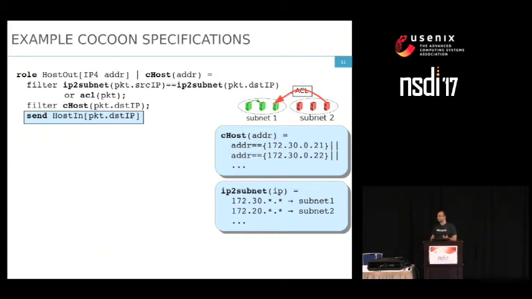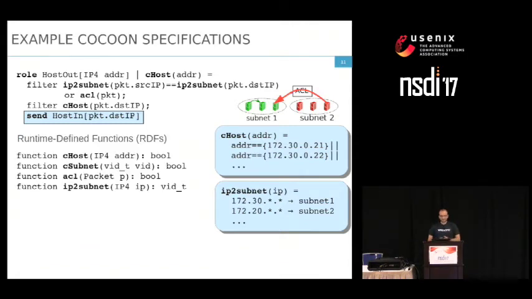In fact, they can change at runtime. Whenever a new host enters the network or a link fails, these parameters can change. So what we really want to do is verify the network for any possible instantiation of these parameters. To do this, Cocoon supports this concept of runtime defined functions. These are basically uninterpreted functions which are declared in the Cocoon program, but their definition is only given at runtime.